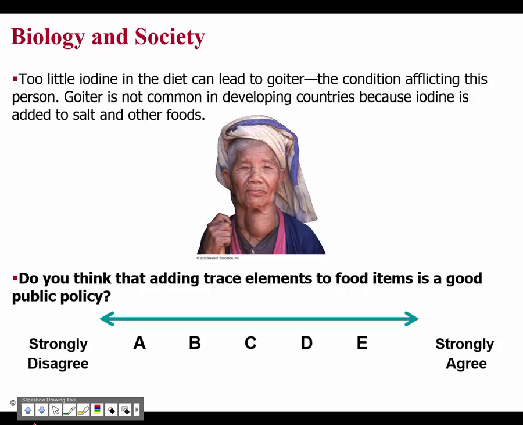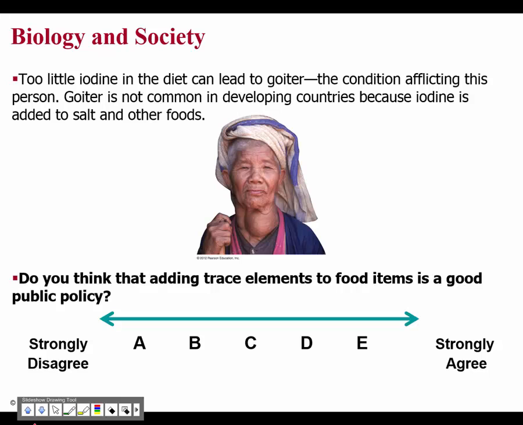So here's a question that you should think about. If you don't get iodine in your diet, it can lead to a goiter. I think I said iron before. I apologize for that. I was thinking iron and iron deficiencies. They put iodine in the salt, and I think I said iron in the salt, and that's not right. It's iodine. If you get too little iodine, you get a goiter. And goiter is not common in developing countries because we put iodine in our salt.